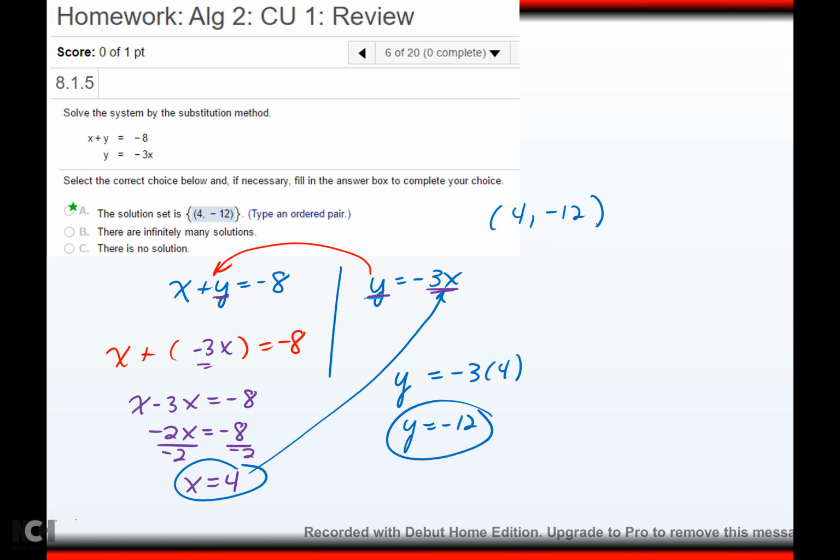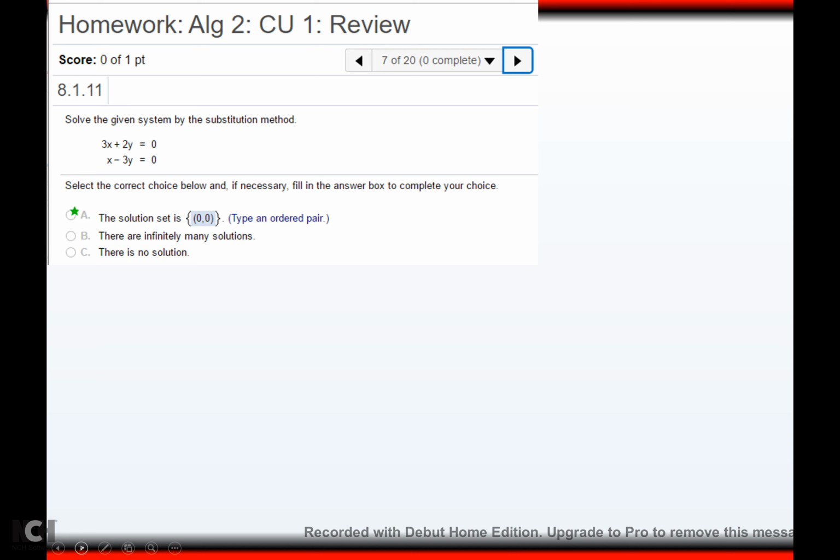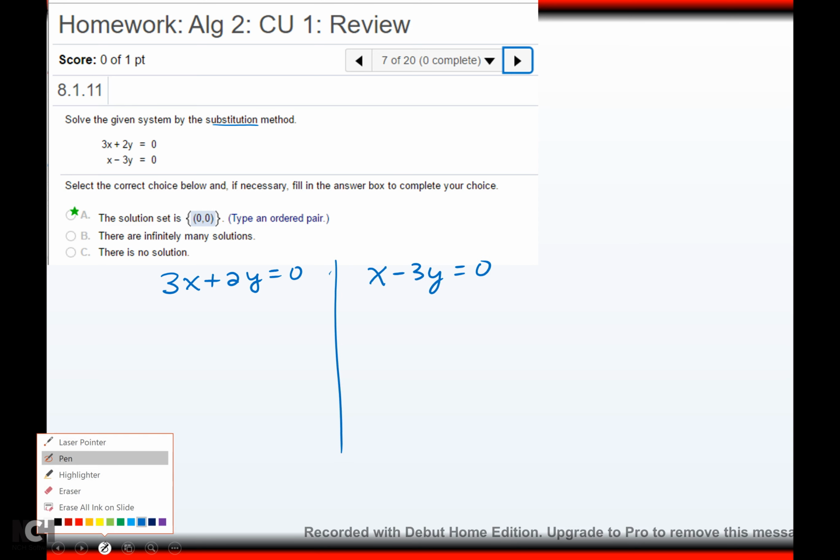All right, number 7, it says solve the given system by the substitution method. Again, I'll do it just to show you substitution again. But remember, in a test type situation, I don't care what method you use. If you prefer elimination, do elimination. I would actually do elimination because everything lines up so pretty. But they want me to do substitution, so I'll do substitution.